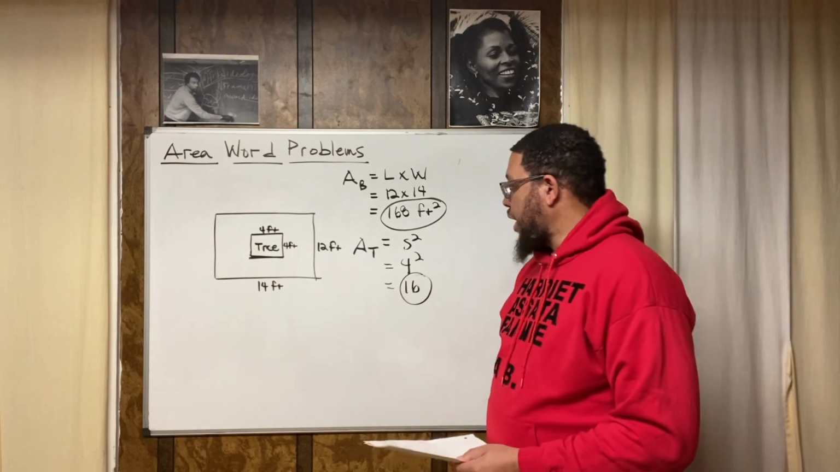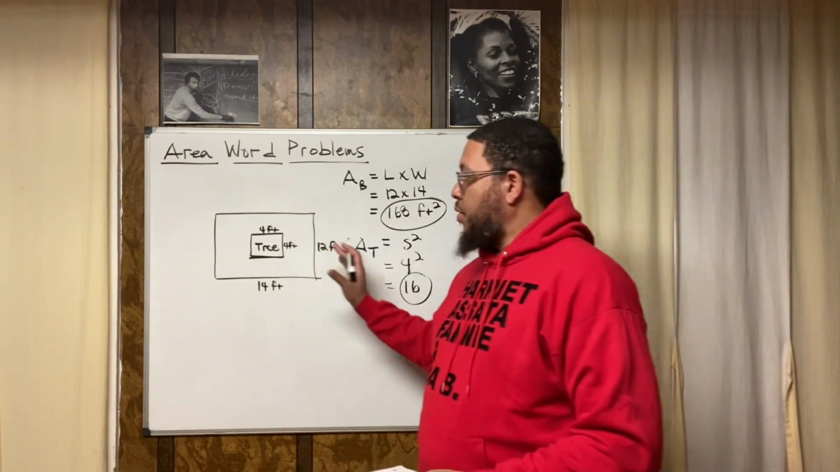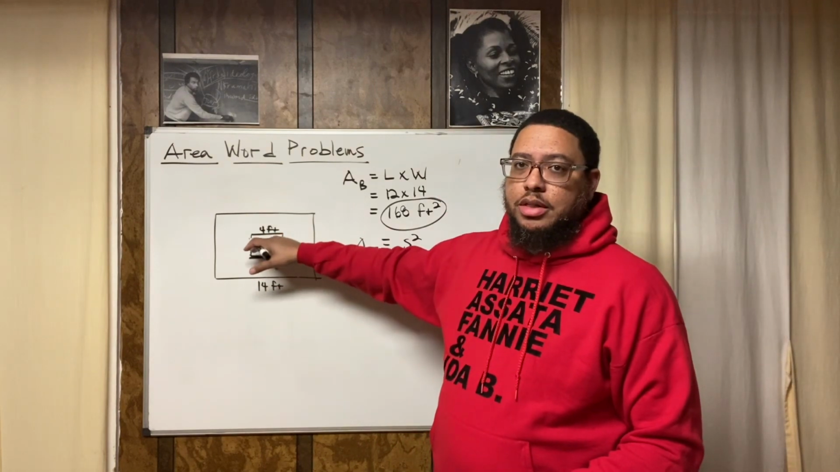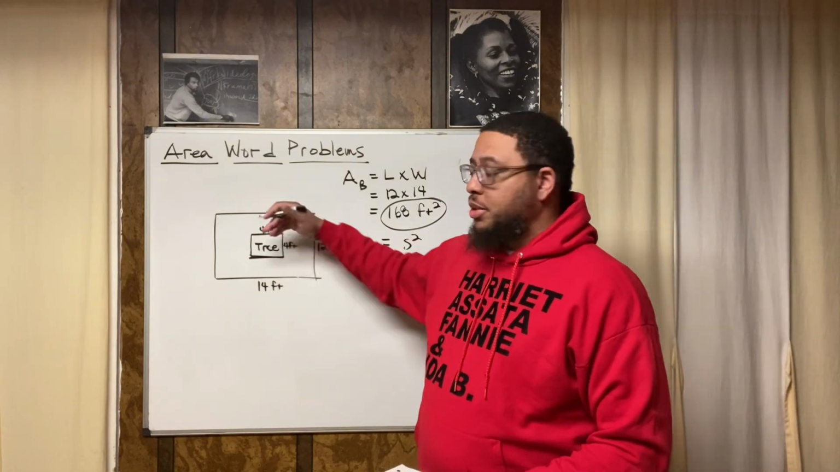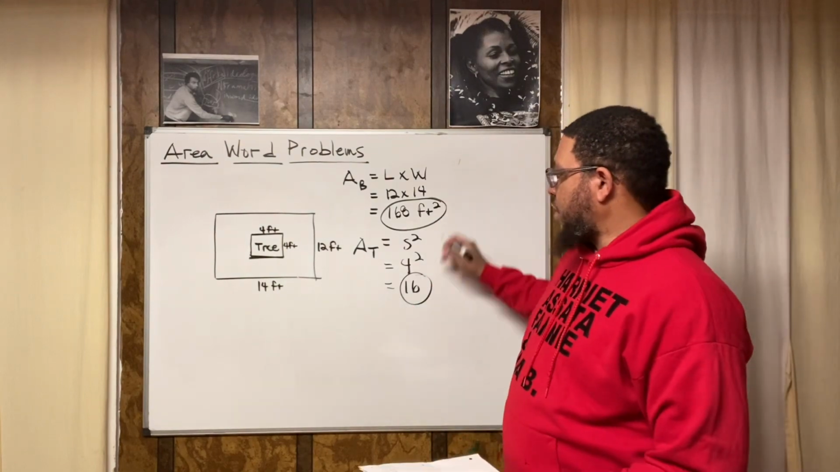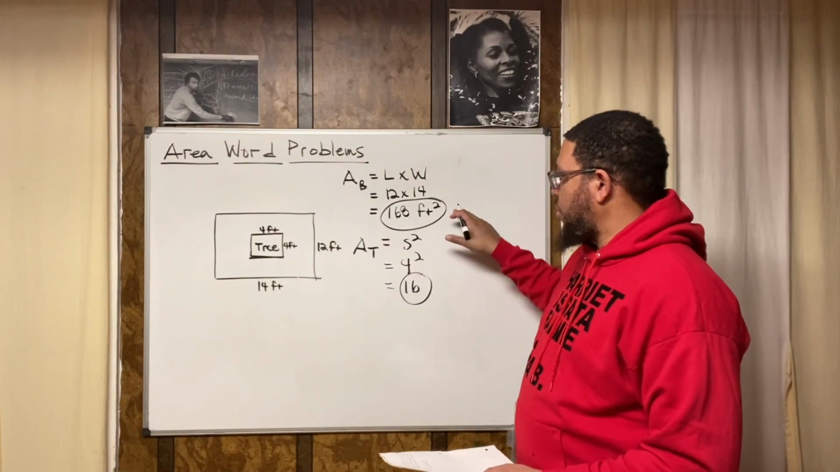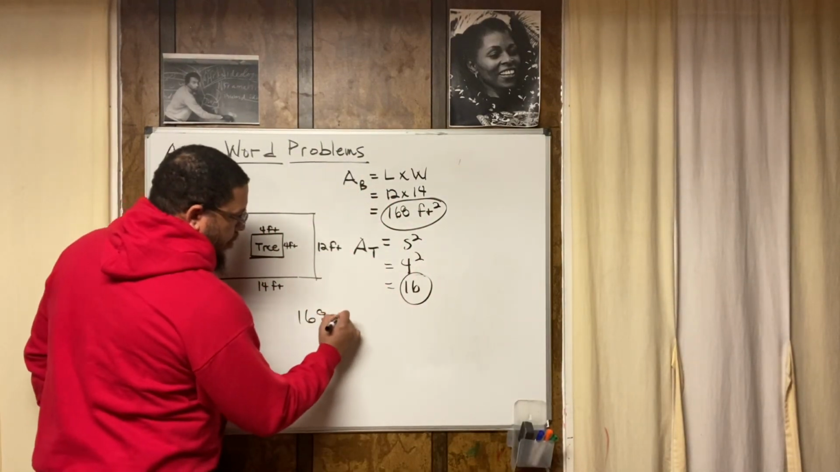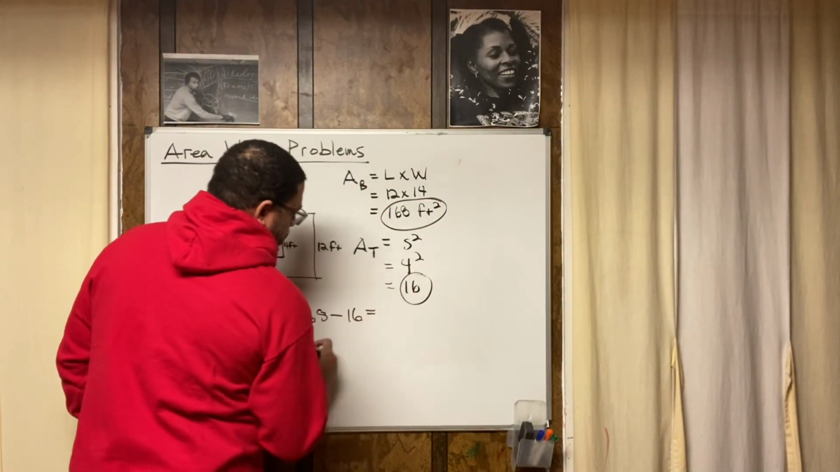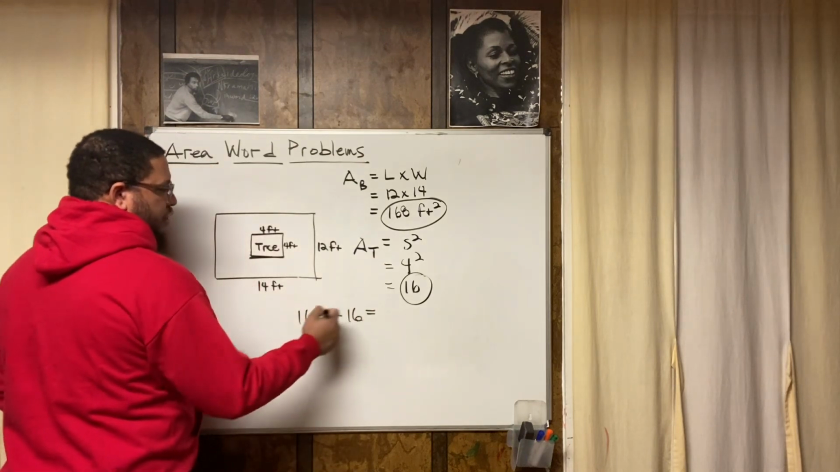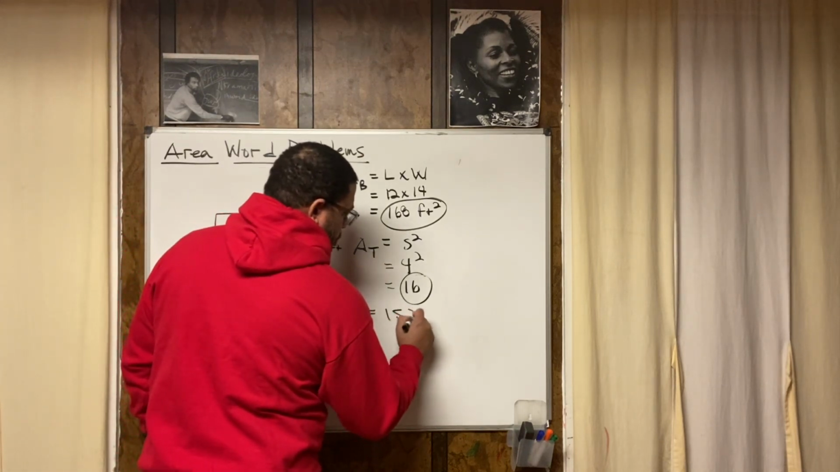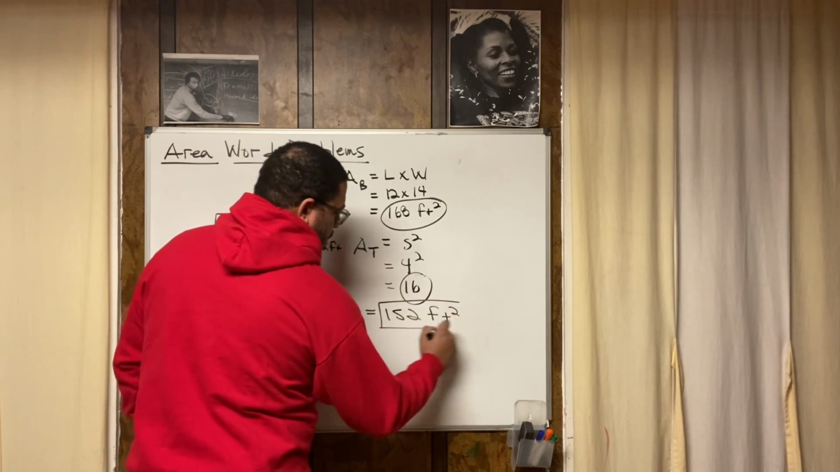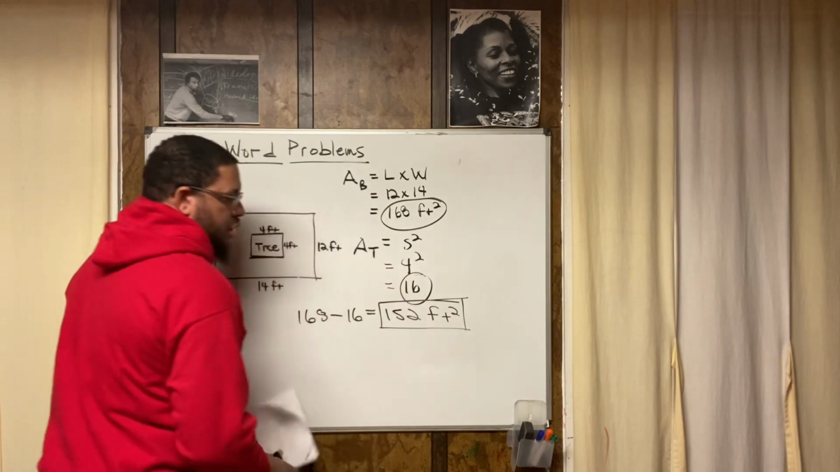So again, donut hole method. Find the area of the whole object. Find the area of the space inside that you want to deduct or delete, and then subtract it. Third step, subtract small from big. So we're about to do 168 minus 16. 168 minus 10 is 158. 158 minus 6 is 152. So we've got 152 square feet. That is the actual area of the bench.